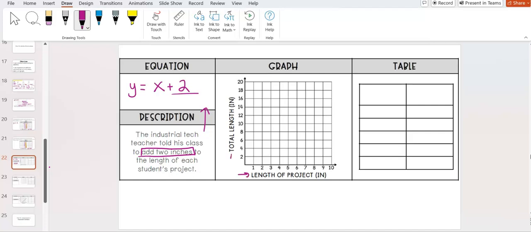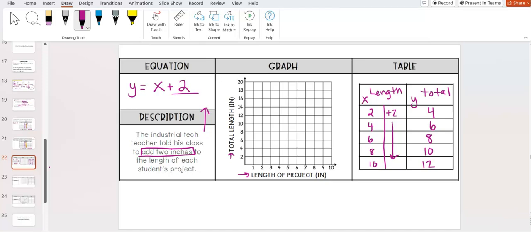The graph gives us our independent and dependent variables. So x is the length of the original project, and y equals the total length after adding 2. Our process is plus 2, so I'm going to do that all the way through. And we can pick whatever numbers we want on the bottom. We don't have to start at 1. We could go by 2s. Let's say 2, 4, 6, 8, and 10. 2 plus 2 is 4. 4 plus 2 is 6. 6 plus 2, 8 plus 2, and 10 plus 2.